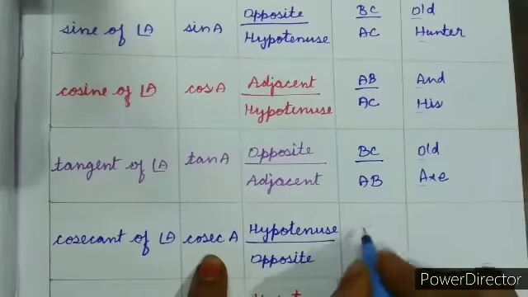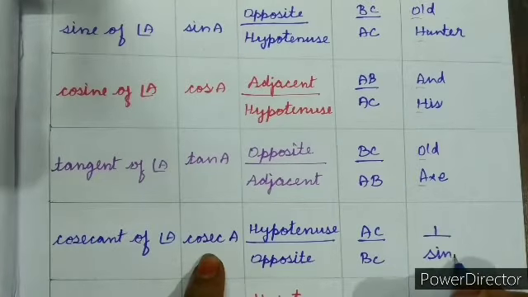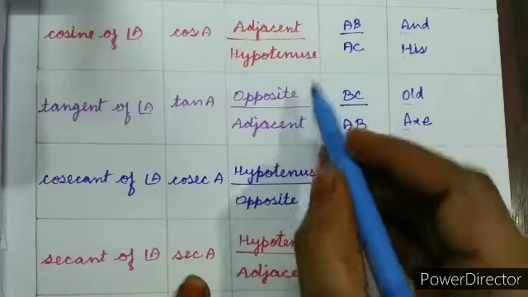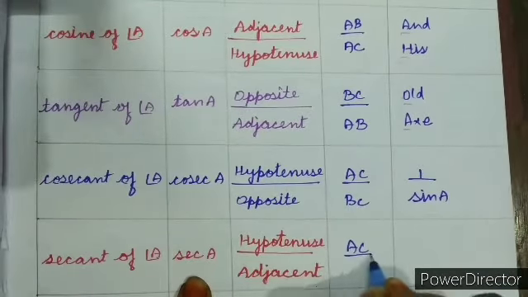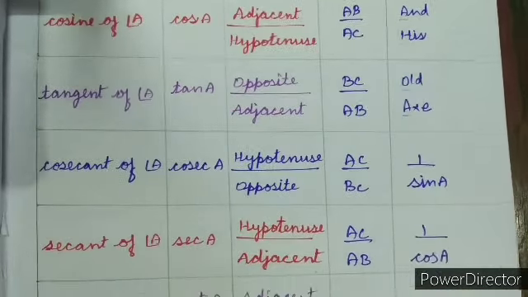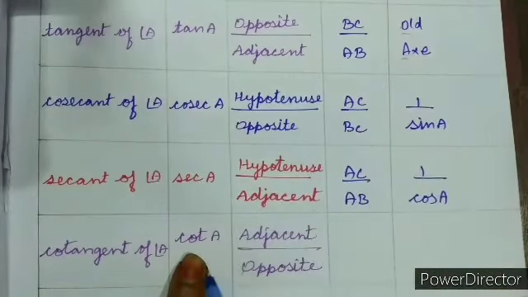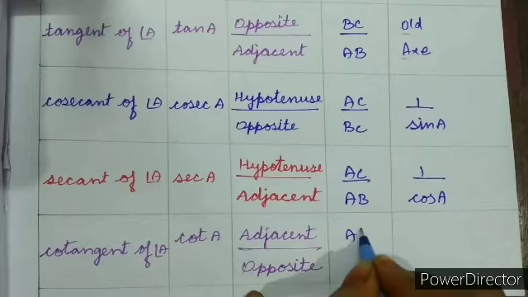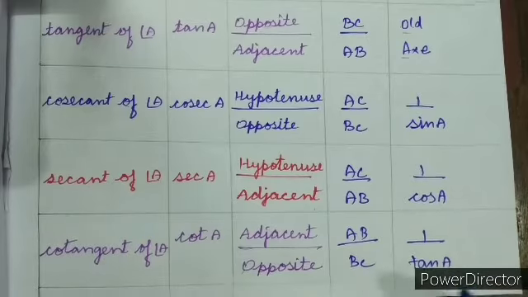Therefore, we can write cosecant as AC by BC because cosecant is the reciprocal of sin. Similarly, cos A is adjacent by hypotenuse, whereas secant A is hypotenuse by adjacent. This is the reciprocal, therefore the value will be AC by AB, since it is the reciprocal of cos. And cot is the reciprocal of tan. Tan is opposite by adjacent, whereas cot is adjacent by opposite. Therefore, we can write this as AB by BC. This is 1 by tan A.